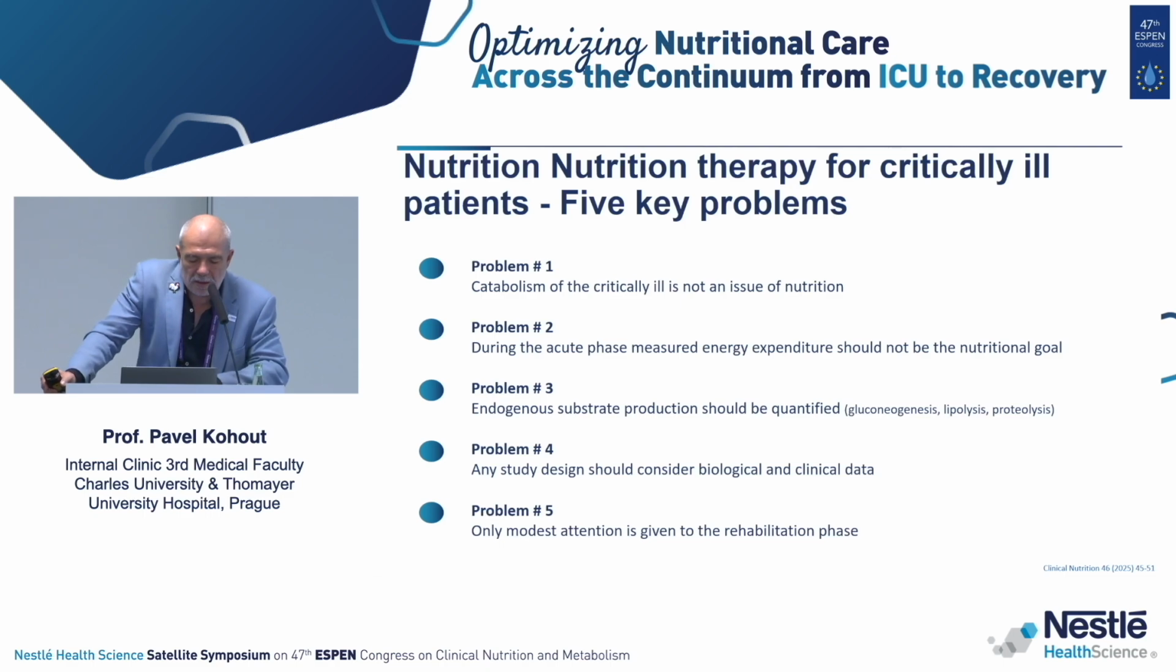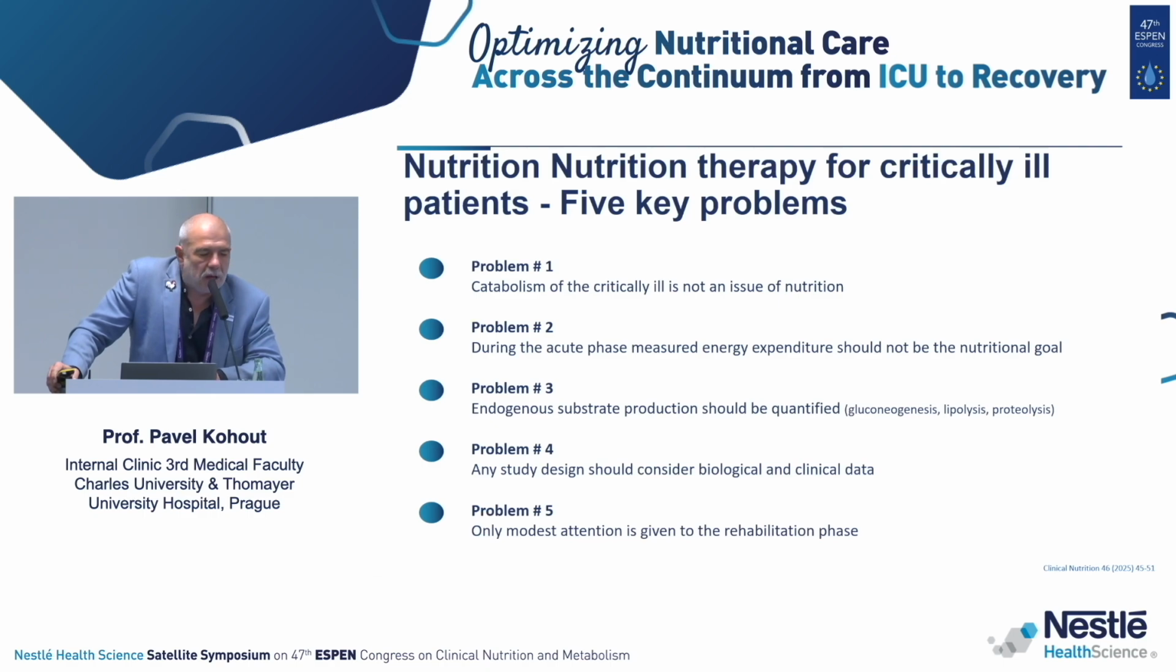I think that there are 5 key problems of nutrition for critically ill patients. The first one is catabolism in the critically ill, but this is not an issue of nutrition, because the catabolic status we must treat itself, and we are not able to reach all energy needs and protein needs of our patients.